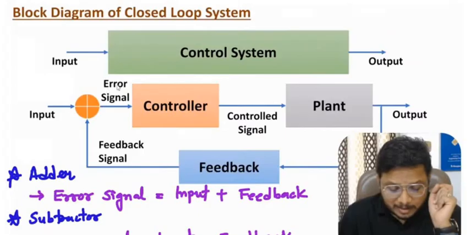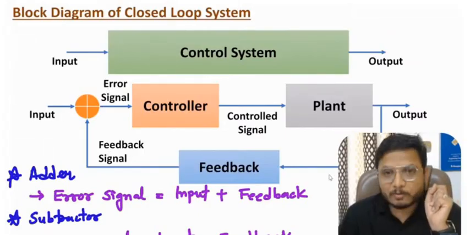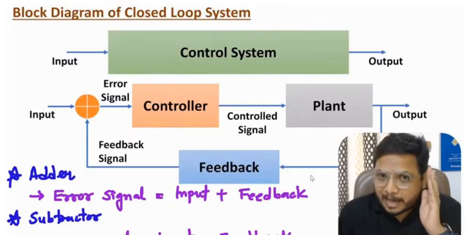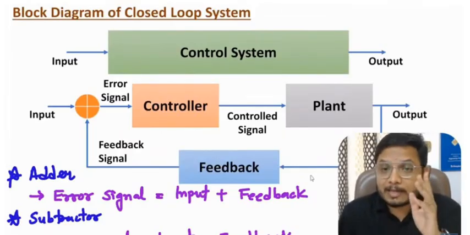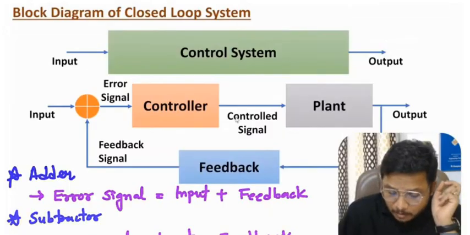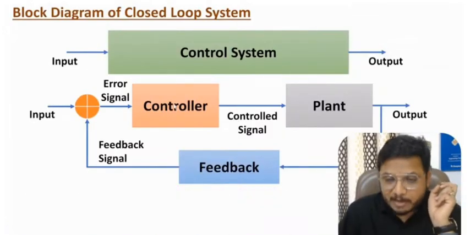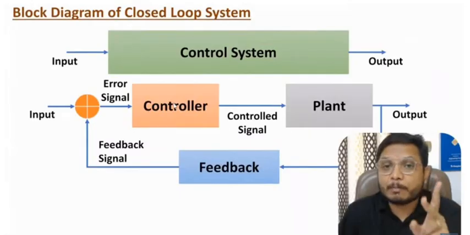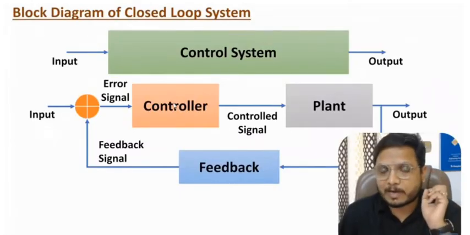See, the error signal is a combination of input and feedback. Feedback is based on output. So one can say the action of the controller is based on input and output. That's why with this system, we will have higher accuracy compared to the open loop system, right?